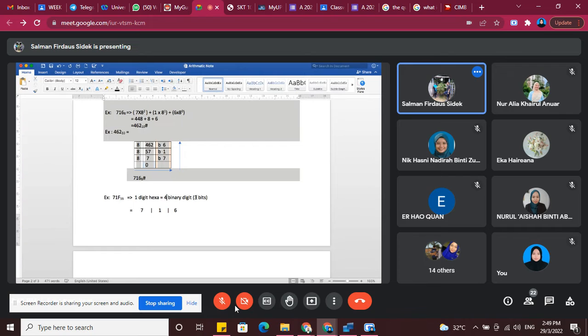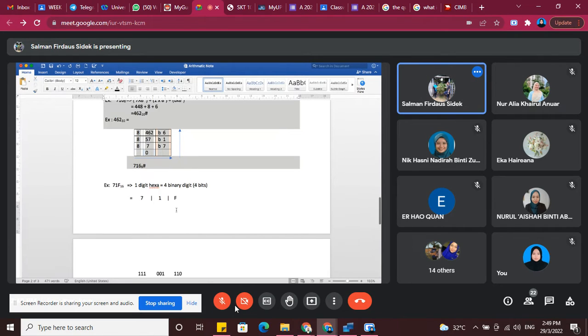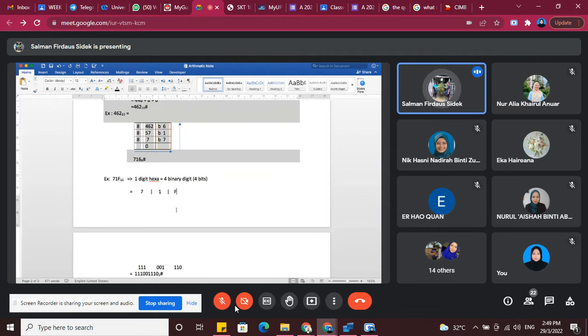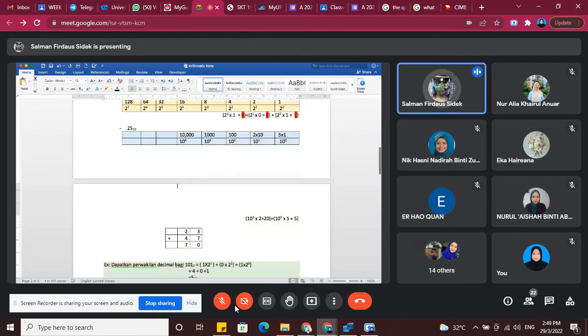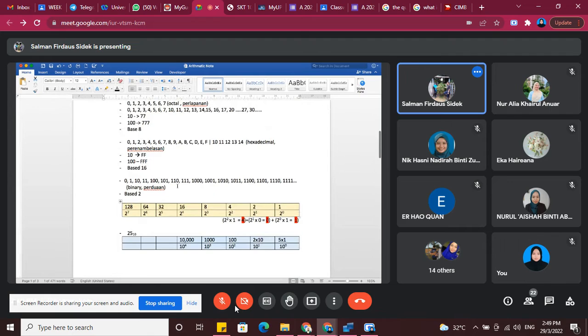So let's say we have 71F. We represent this with 4 digit or 4 bit. So F is 15. So what is the representation of F in binary? Remember, 1 digit is equal to 4 bit.